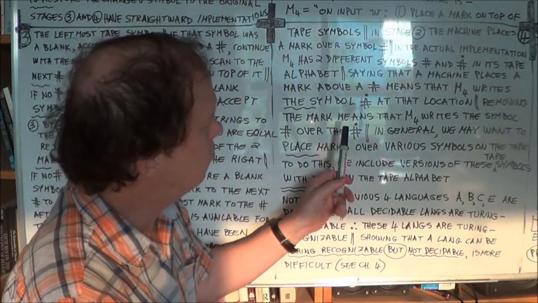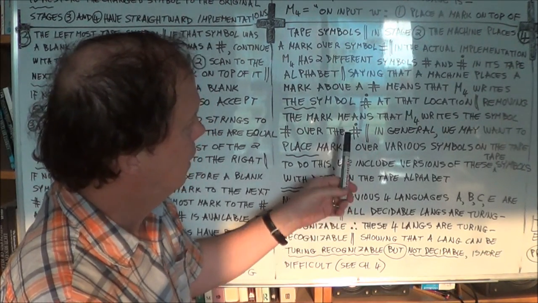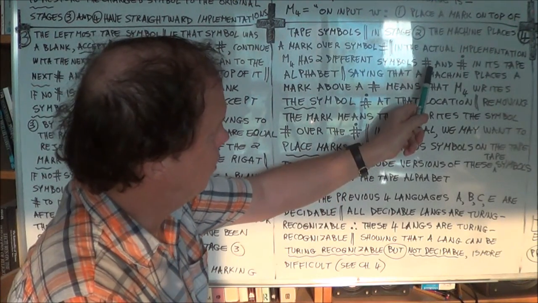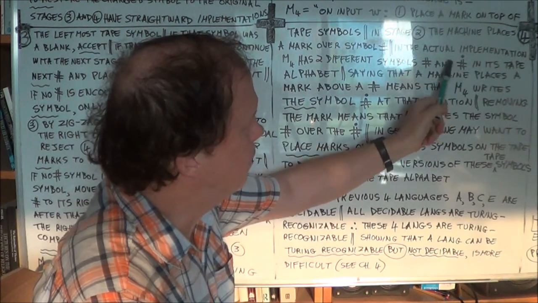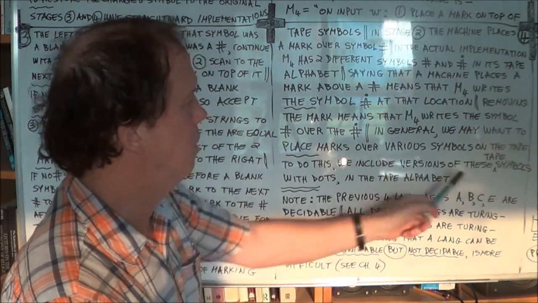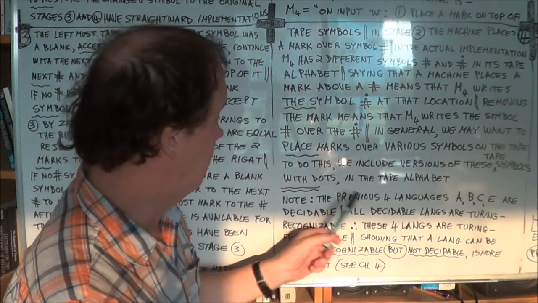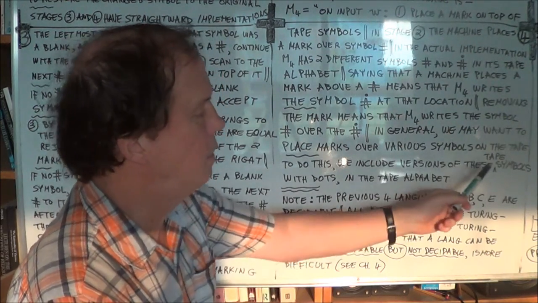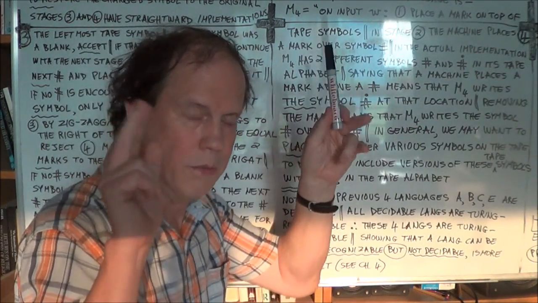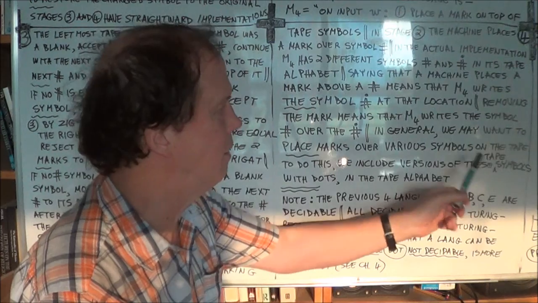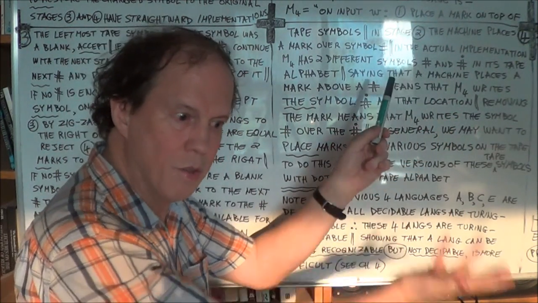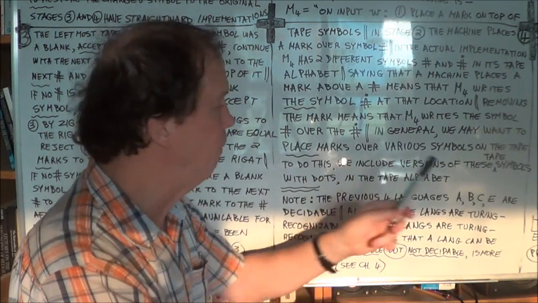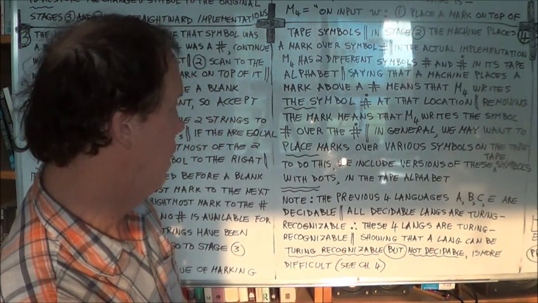Okay, so if you want to mark various characters, for example, if you want to mark the hash symbol to hash dot, you have to add the dotted version of the symbol into your tape alphabet. So that's a general comment. Any symbol you want to dot or mark, you'll have to add that dotted version as a separate symbol into your tape alphabet.